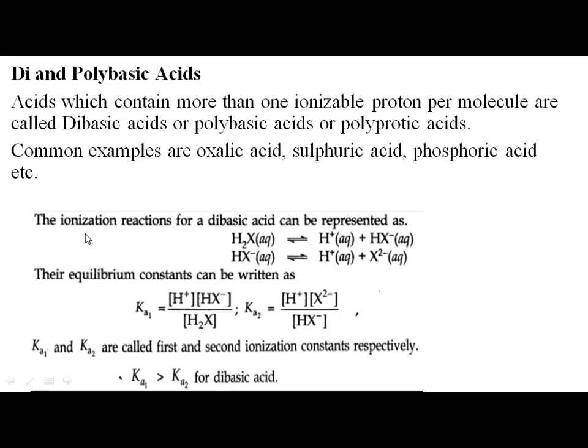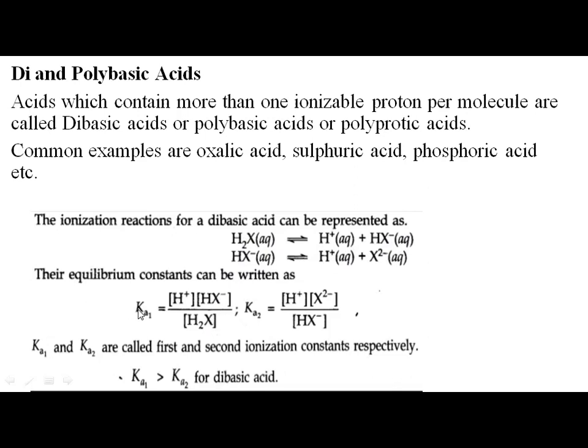The ionization reactions for a dibasic acid are represented as H2X, dibasic: H2X gives H plus plus HX minus; HX minus gives H plus plus X2 minus. Their equilibrium constants can be written as. So this is first acid and this is second acid.